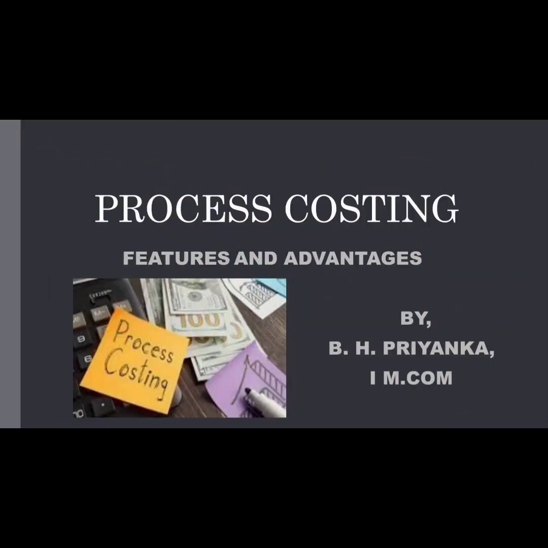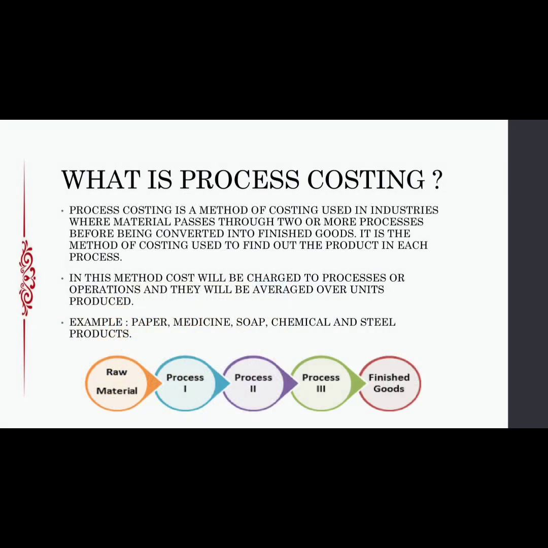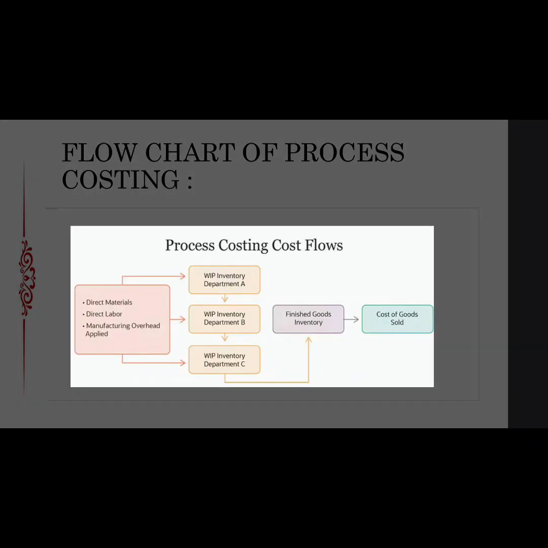Let's get into the definition. Costing used in industries where material passes through two or more processes before being converted into finished goods. It is the method of costing used to find out the cost of the product in each process. In this method, cost will be charged to processes or operations and they will be averaged over units produced. For example, paper, medicine, soap, chemical, and steel. In simple terms, the cost calculated for each process is known as process costing.